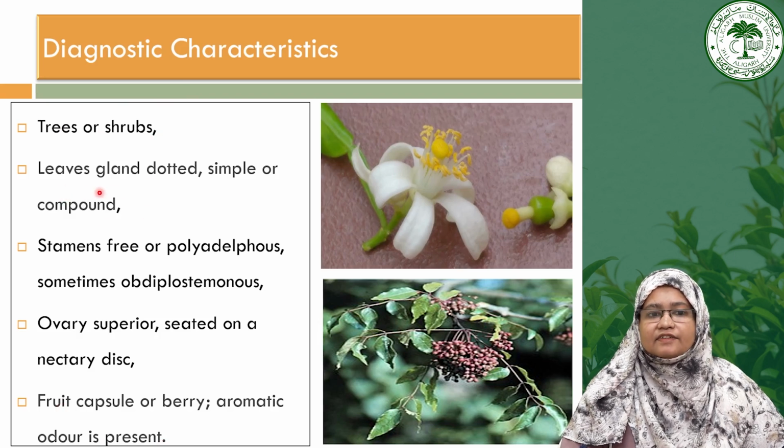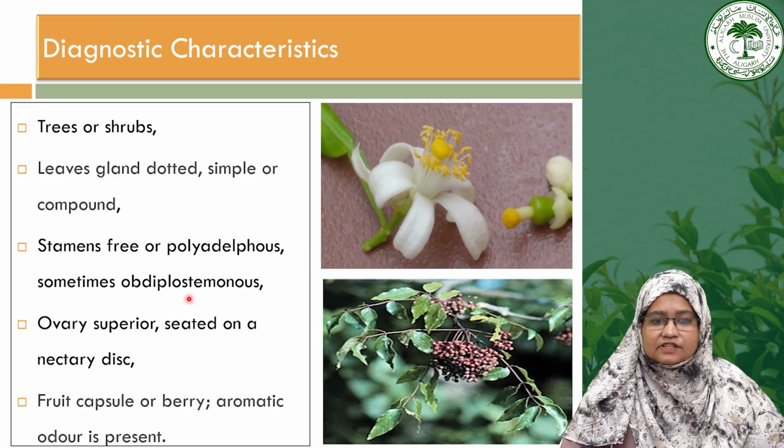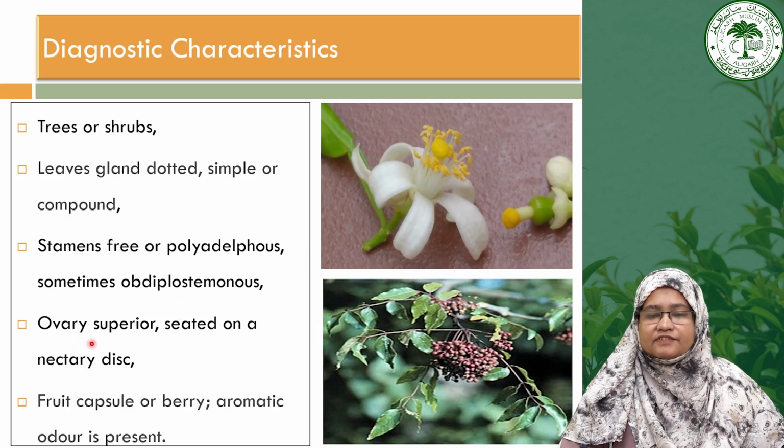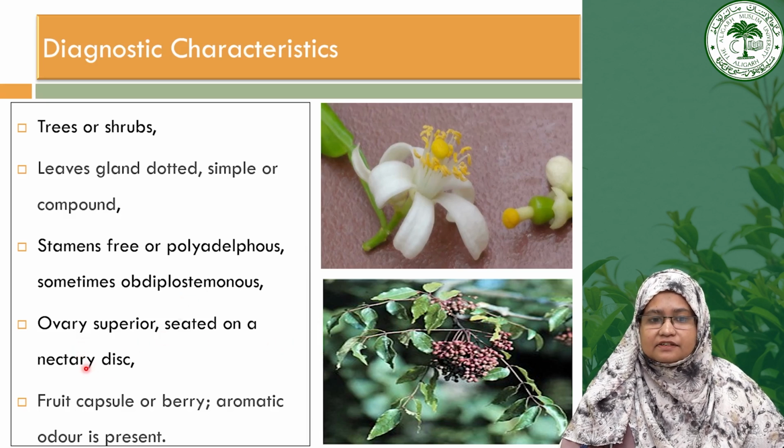Leaves especially have gland dots, simple or compound. Stamens are free or polyadelphous, as in the case of citrus species, and sometimes they also show the obdiplostemonous condition, in which the stamens are arranged in two whorls. The ovary is superior, which is seated on a nectary disc.